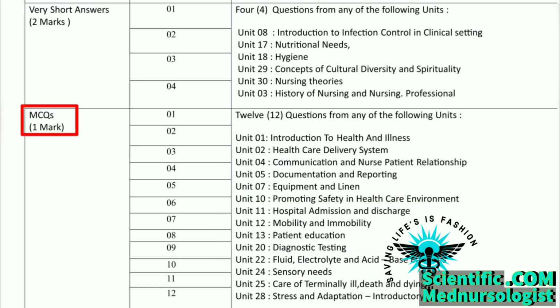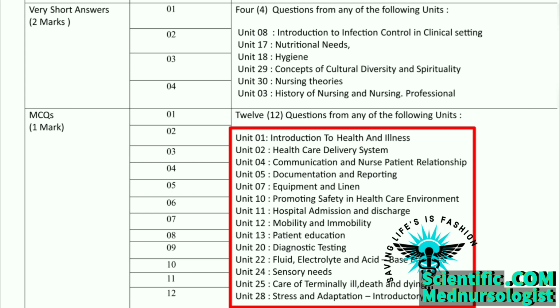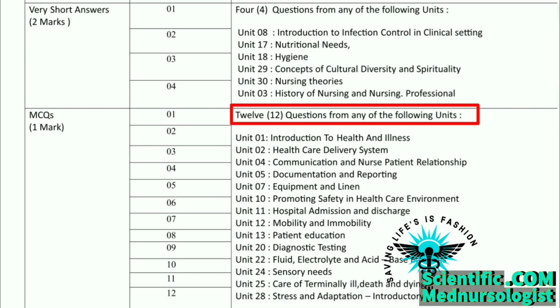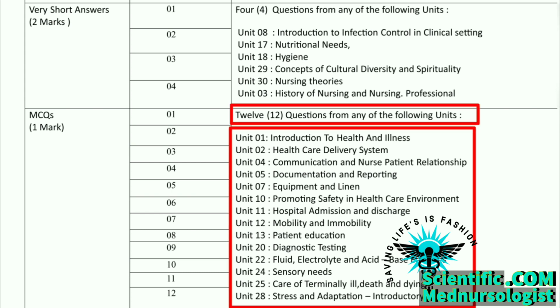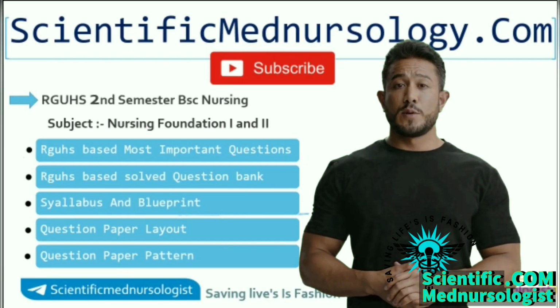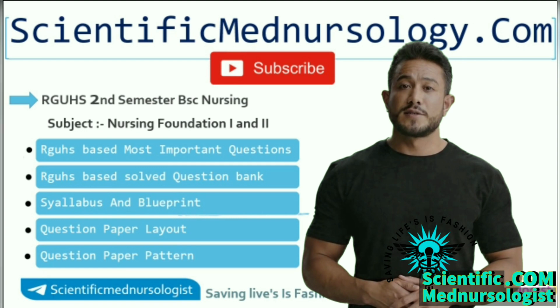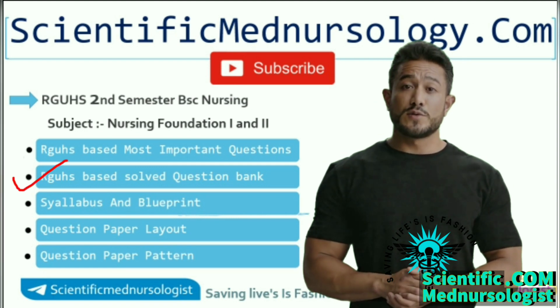So our fourth part is MCQ, which carries 12 marks, where 1 mark for each question, and consists of 16 standard questions. Out of these, only 12 standard questions will come for the degree examination, and 12 MCQs will be asked from any of the standard questions listed below. So this is all about the Nursing Foundation first and second subjects RGUHS based solved question bank.